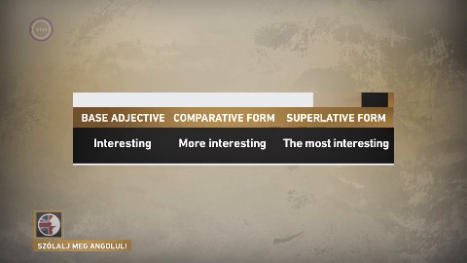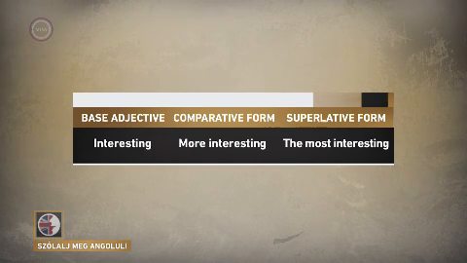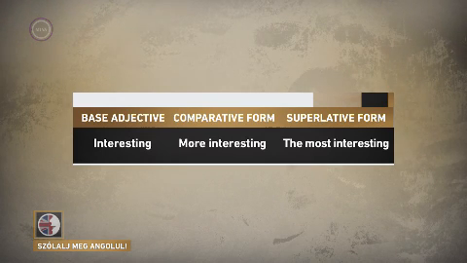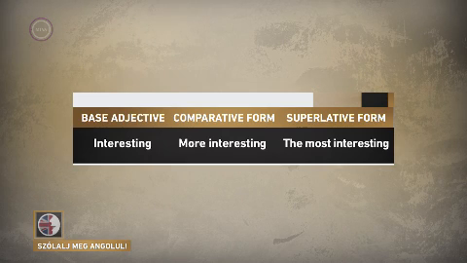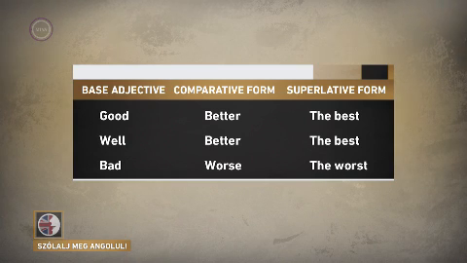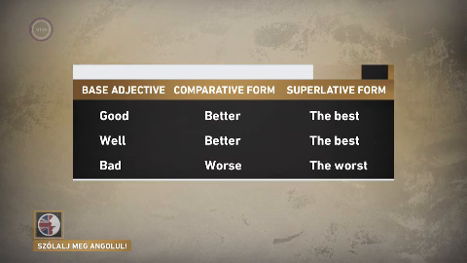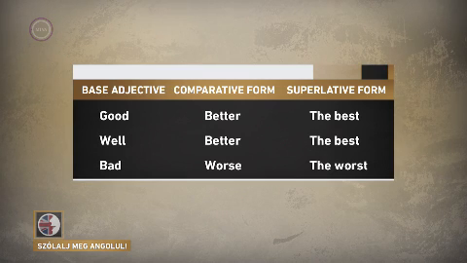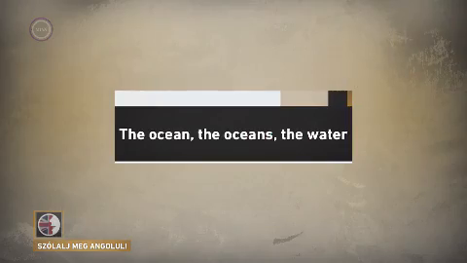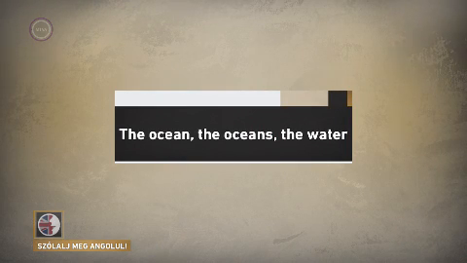When we want to make a superlative from a longer adjective, we don't add anything to the end of the base adjective, but we put the most in front of the base adjective. And let's not forget, there are a couple of irregular adjectives where the comparative and superlative forms are irregular. Okay, we also know that we can use the definite article with countable nouns, uncountable nouns, and plural nouns. The ocean, the oceans, the water.